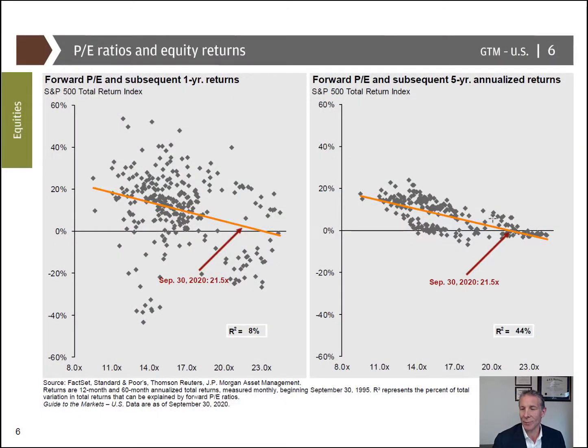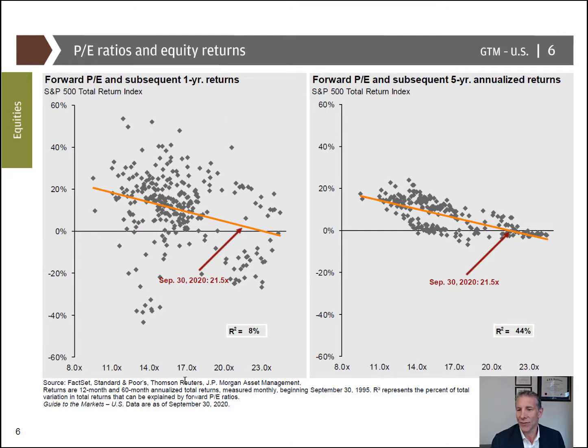Well, our friends at JP Morgan put out a quarterly guide to the markets that I like to peruse. Some of the charts in there are really great charts, and here is one of my favorites on page 6. You hear me talking about PE ratios quite a bit. That's price to earnings. It basically is a measure of how much the market is willing to pay for a dollar of earnings. So, PE ratios and equity returns.